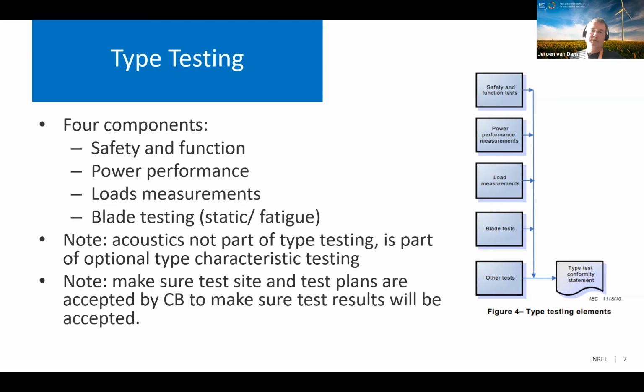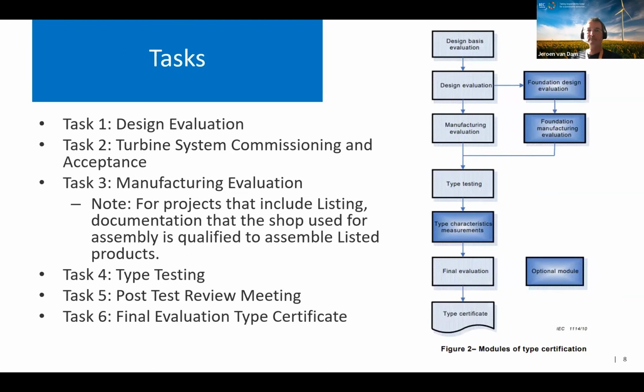So we expect that throughout this whole process, you will be working along with your certification body on a regular basis. So the tasks basically follow the chart on the right. Design evaluation, then the turbine commissioning. So we assume that the testing will be happening here. It could also be that you already have testing that is acceptable by your certification body. That would be great, because that will save an awful lot of work. But there's risk there, to make sure that the testing you've done previously is accepted by your certification body.